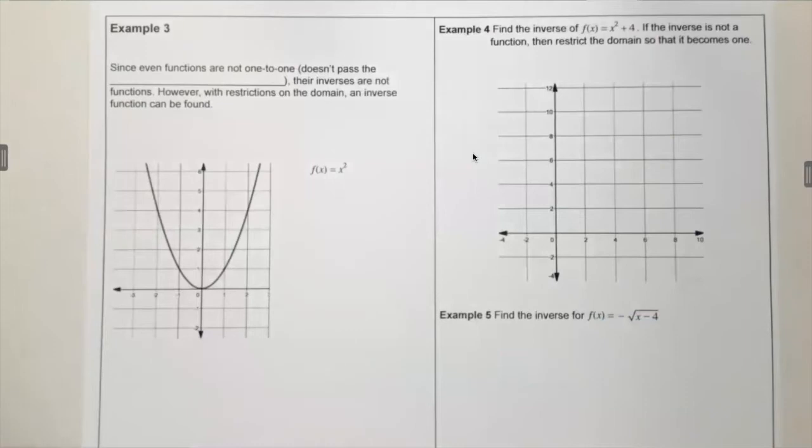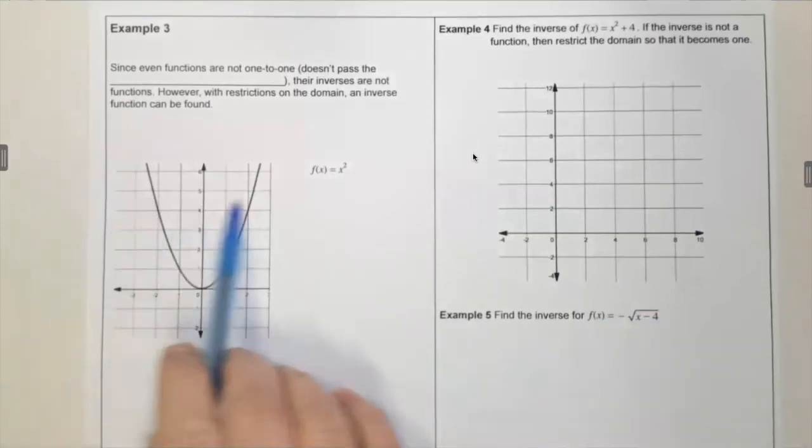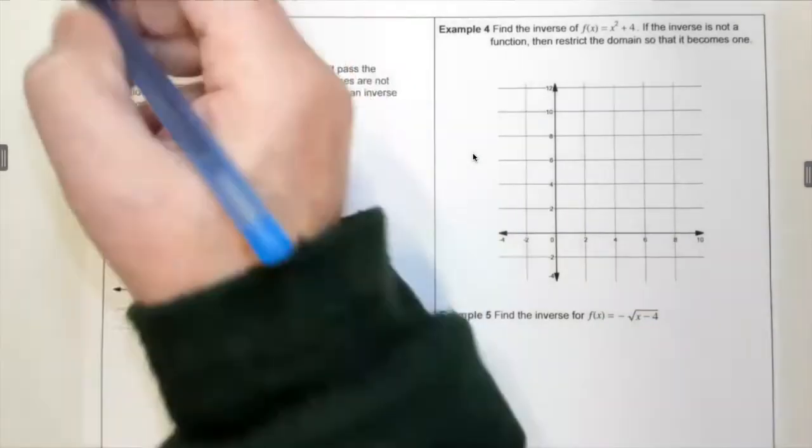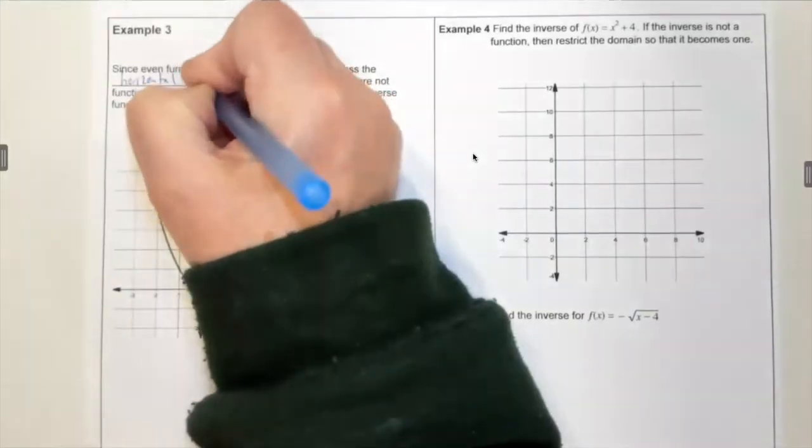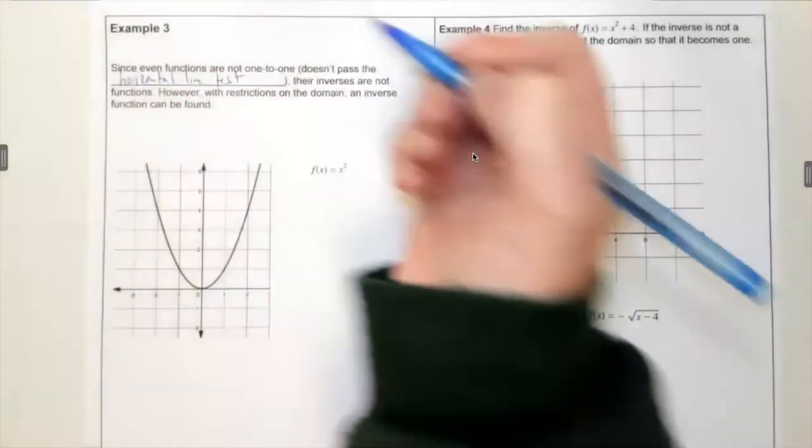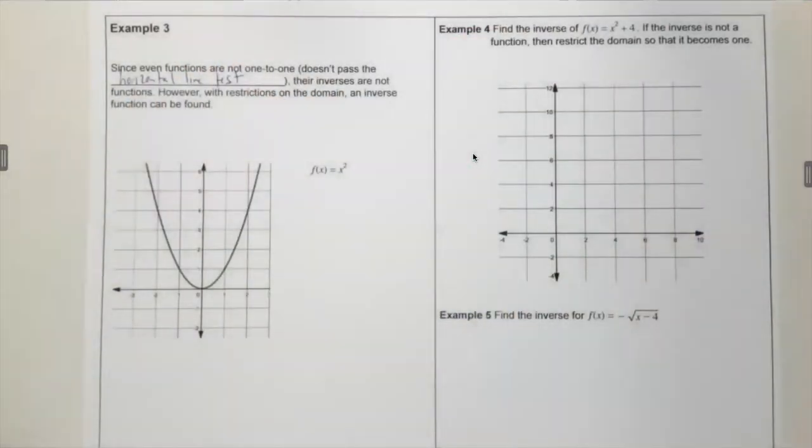Since even functions are not one-to-one, they do not pass the horizontal line test. Their inverses are not functions. However, with restrictions on the domain, an inverse can be found. I can restrict the domain.